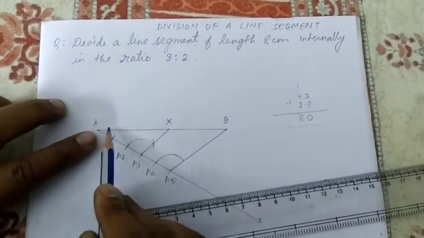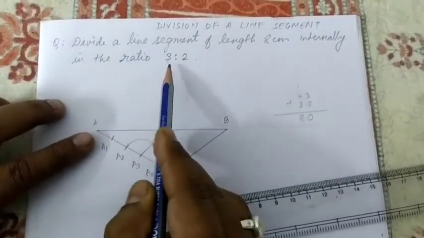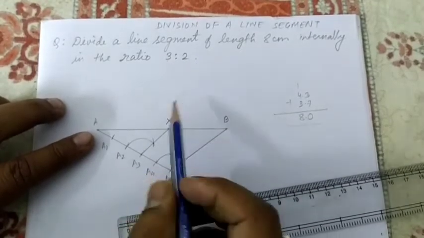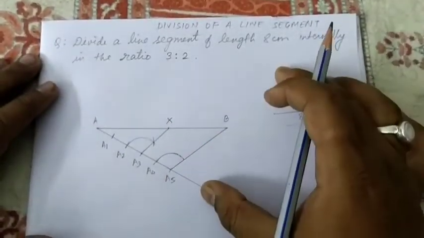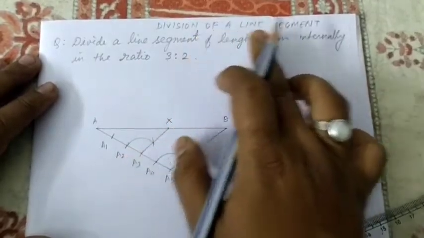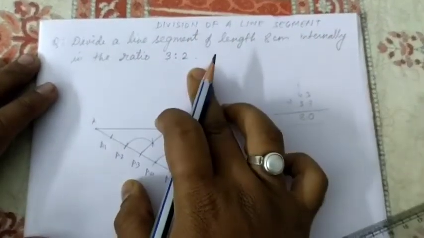Now 8 centimeter has been divided in two parts in the ratio 3:2, and this is how we have completed one part, that is your division of a line segment in a ratio 3:2.